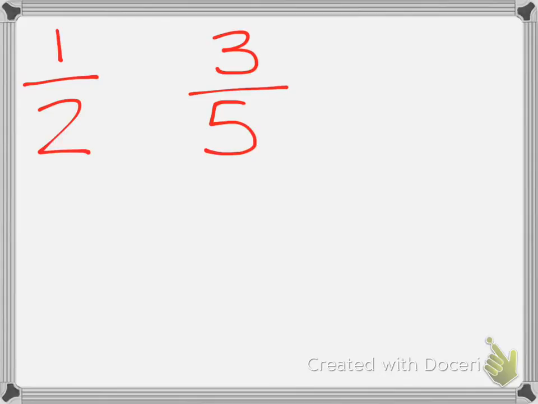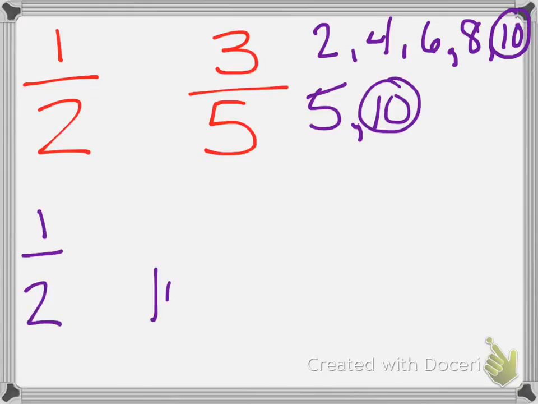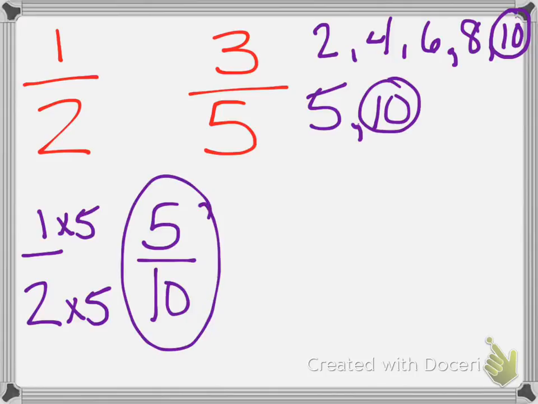One more example, 1/2 and 3/5. 2, 4, 6, 8, 10. Oh, I know that anything that ends with a 5 or a 0 is a multiple of 5. So I have 5 and 10. That will be my common denominator. Again, noticing that this is a half. If I'm trying to have it be tenths, I know that 5 is half of 10. But if they need the visual, 2 times 5 is 10. 1 times 5 is 5.